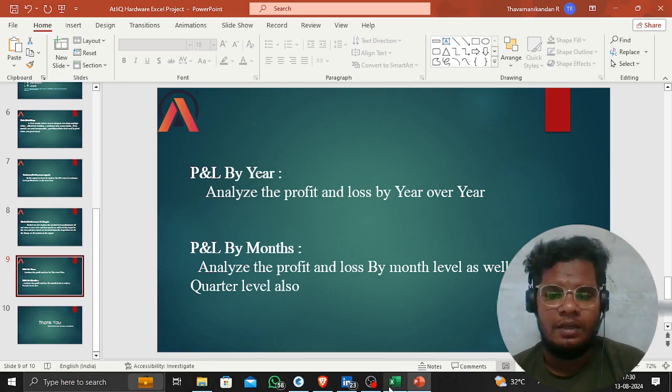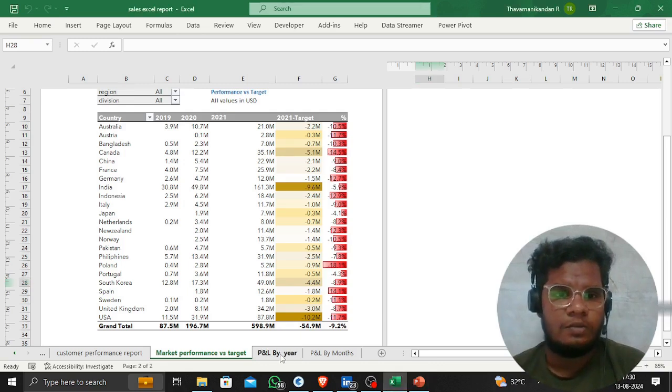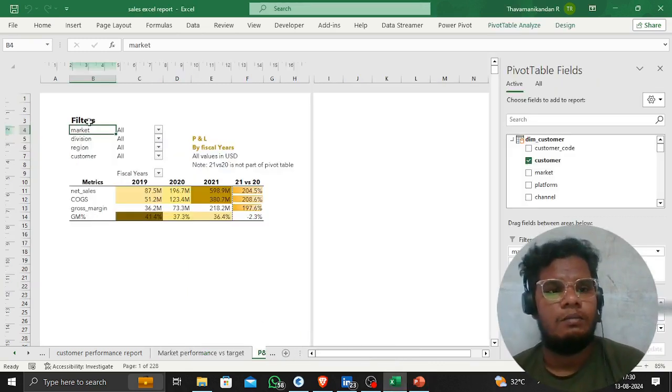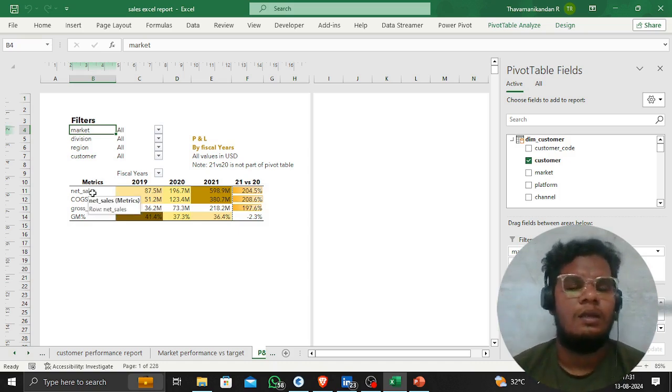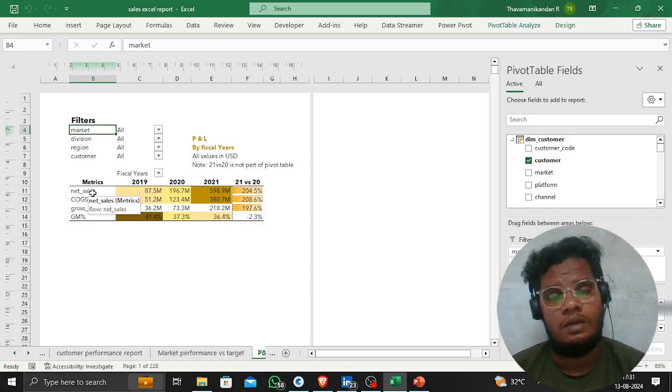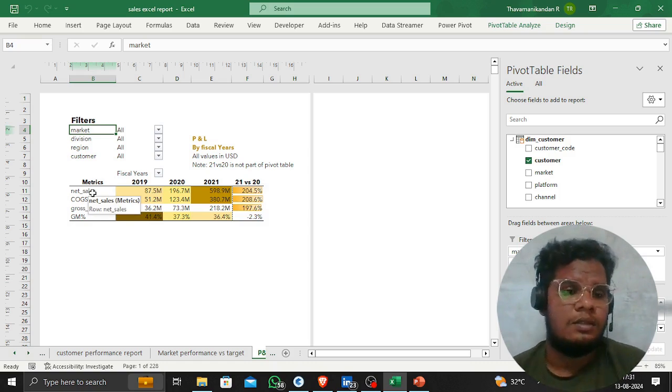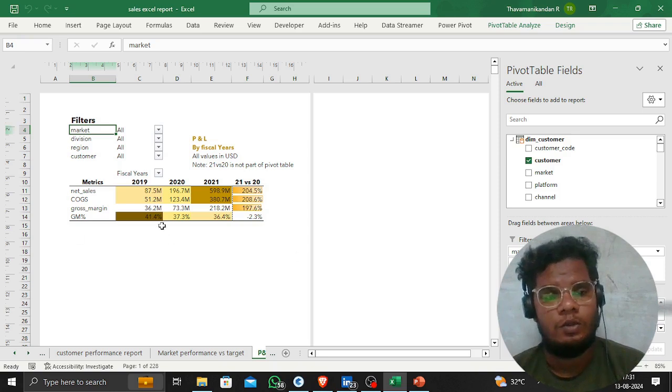That's why. And here is the profit and loss by year. Here market, division, region, and customer level. And the metric is net sales. Net sales is nothing but how much of the products we sell. These are the things we saw previously, right? But here it is overall, 2019, 20, 21, and 21 versus 22.